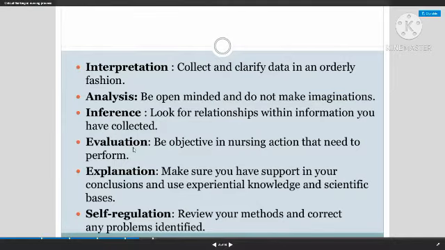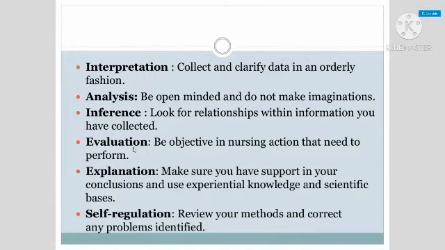Then regarding evaluation, be objective about the nursing action that needs to be performed. Then explanation: make sure you have support for your conclusion, and use experiential knowledge and scientific basis. When you have the explanation, you have to check whether it is scientifically relevant. Then self-regulation: review your methods and correct any problems identified.